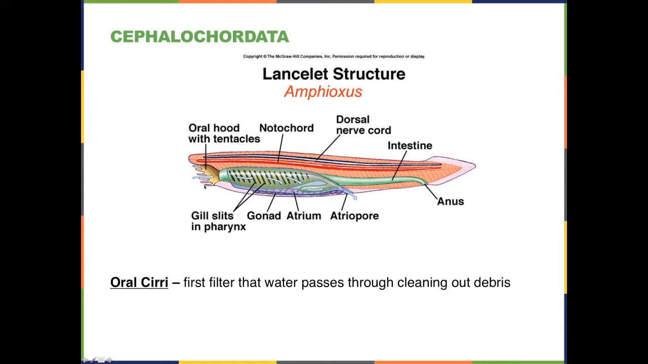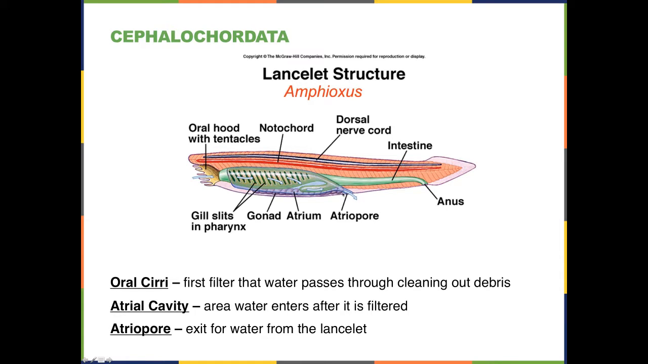This filters all the water that passes and cleans out any large debris that may try to come in. It then enters into this atrial cavity down here. Water enters here after it's filtered, and after it passes through these gills to extract the oxygen. Then it passes out through the atriopore in this area here.